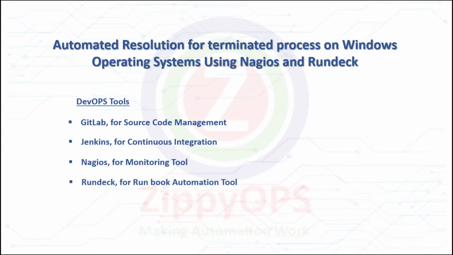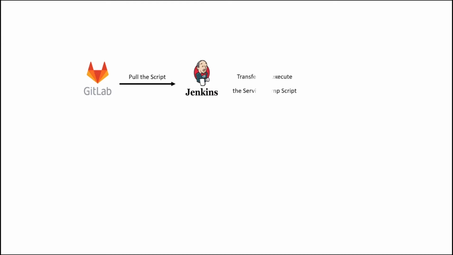Let's explore the workflow of automated resolution for terminated process restoration on Windows operating system using Nagios and Rundeck stage by stage. In the first stage, the Jenkins job will pull the script from the GitLab. In the next stage, Jenkins will transfer and execute the script on the Windows node, which has the instruction to terminate a process on the machine.